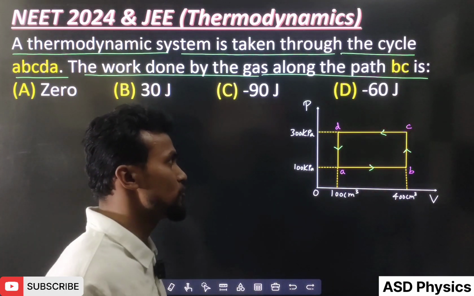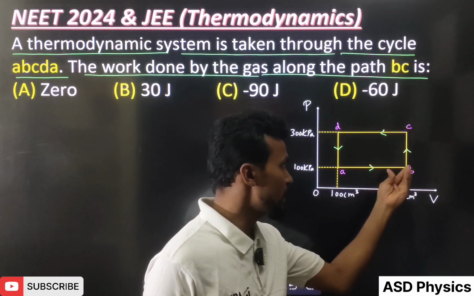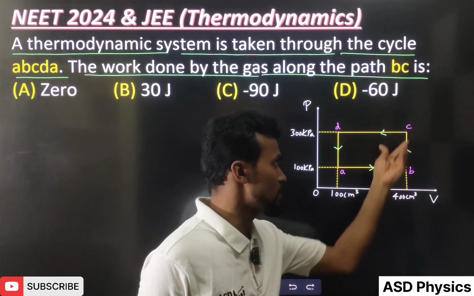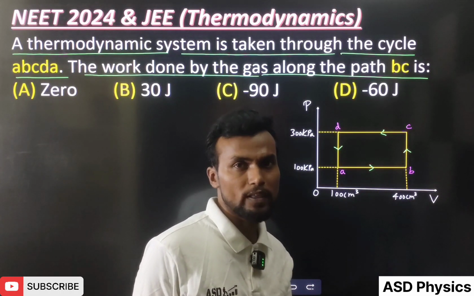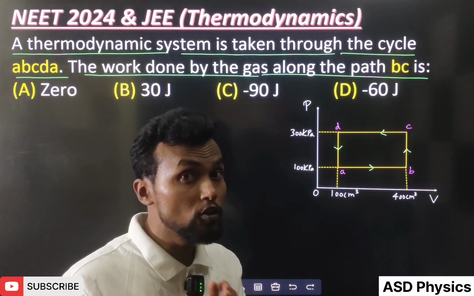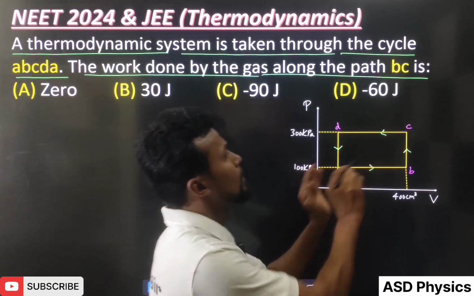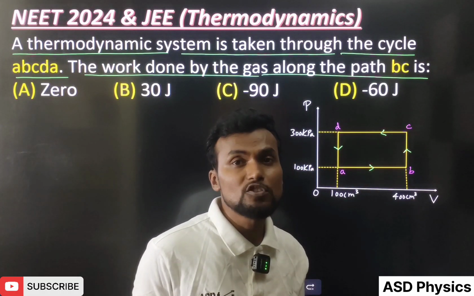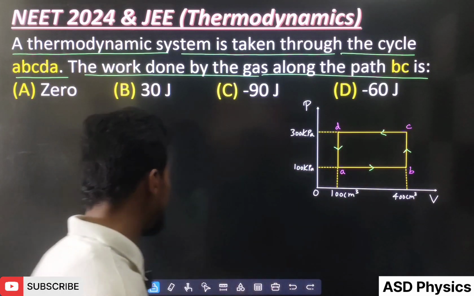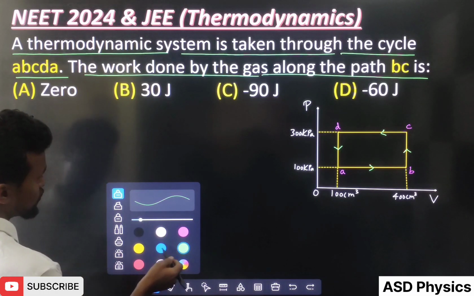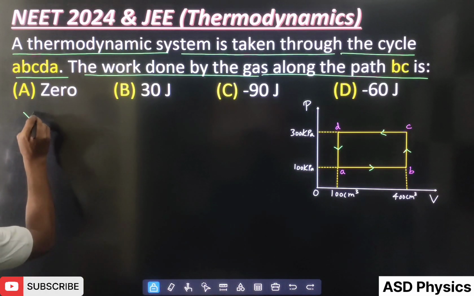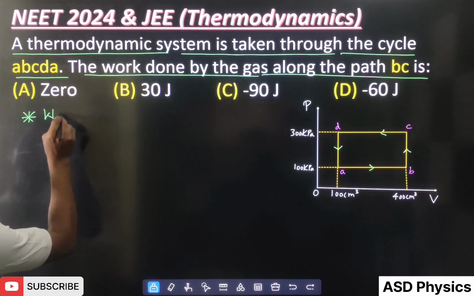BC path. So if you see very well, from B to C at point B, what is the volume? 400. At point C, what is the volume? 400. That means volume is not changing during the path BC. So when the volume is not changing, how to calculate the work done? For that, remember that here students, we should know the basic formula. The basic formula to calculate the work done is what?